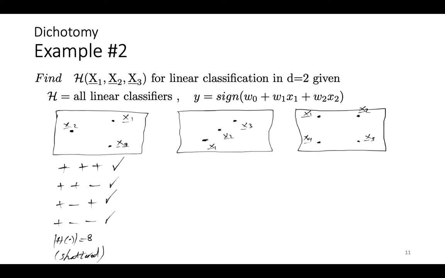Okay, can anyone talk about the second example in the middle? You can have them all plus, you can have them all minus. So all pluses are fine. All minuses are fine. What else? Like minus minus and plus plus. Same thing for x3. Minus minus plus plus.